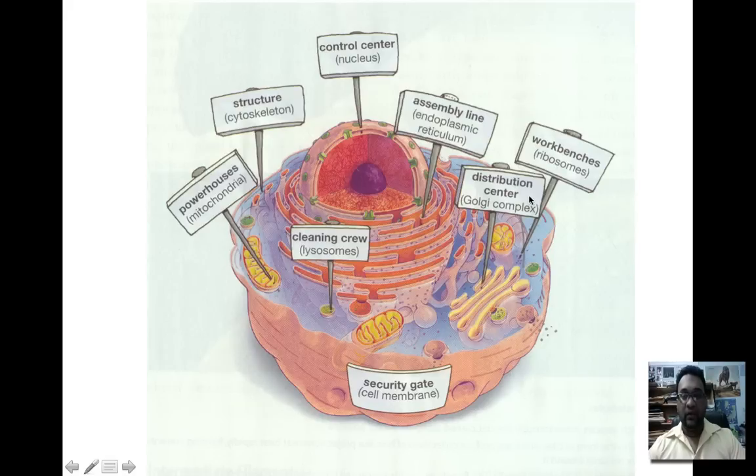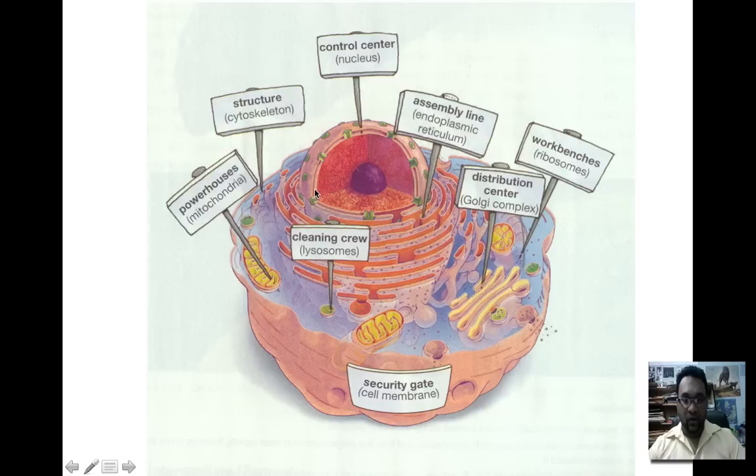Now, ribosomes can either be free in the cytoplasm, or they can be attached to the endoplasmic reticulum. And they are the site for protein synthesis. And last but not least, we have the endoplasmic reticulum.